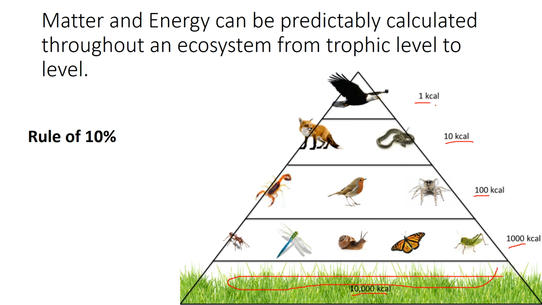So this works with calories. It could also work with tons. We could be talking about the biomass of this area. If we had 10,000 tons of grass, that would support 1,000 tons of these primary consumers, and so on. It works with energy and joules. It works with mass, like I said. It could be talking about just a specific element, like tons of nitrogen. Same thing, rule of 10%.